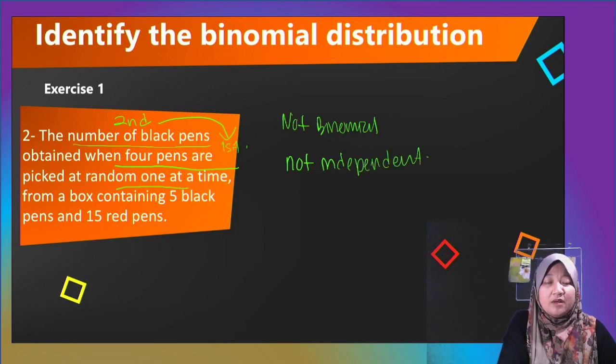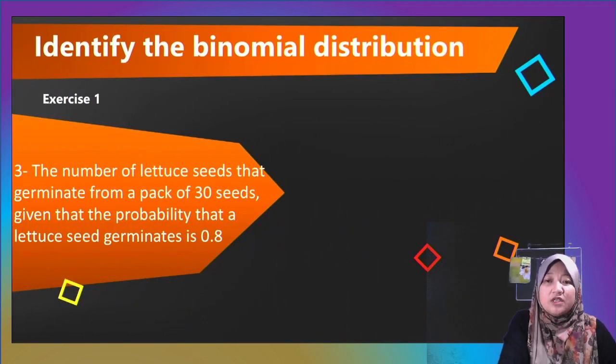Alright, so remember, one of the conditions for binomial distribution is independent. Each trial must be an independent event. For this one, it is not an independent event, right? So this is not a binomial situation. Okay, third situation, the number of lettuce seeds that germinate from a pack of 30 seeds. Given that the probability that a lettuce seed germinates is 0.8. So this one we have two situations. So dia cerita tentang seed tu adalah germinate.